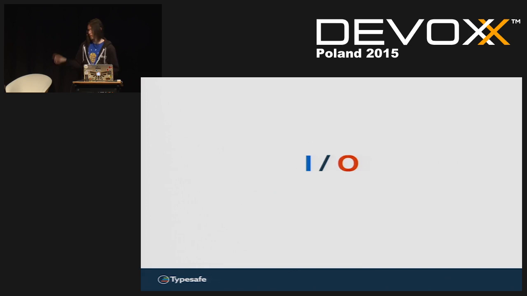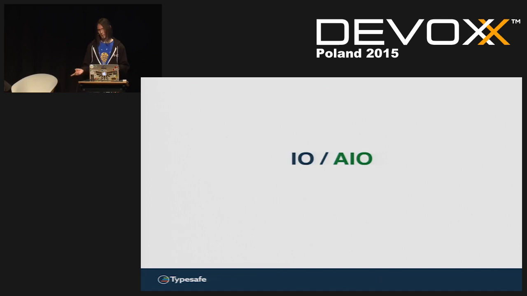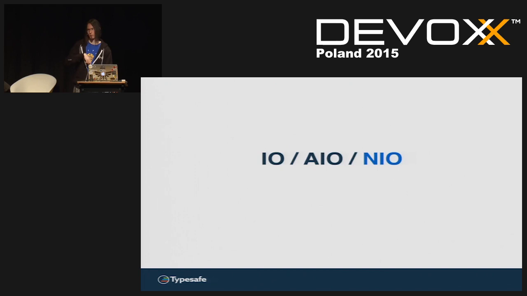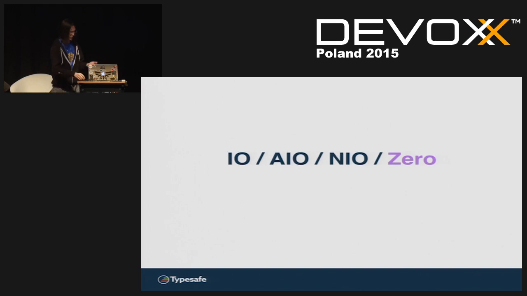Different topic. Like I said, a lot of different topics today. So I/O, input-output, not the Google I/O conference. And there's also the AIO, and there's also NIO, and there's another one. Who cares to guess? It's zero, actually. I'm going to explain what I mean by zero. I mean the zero copy thing.